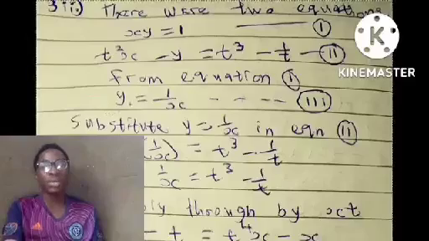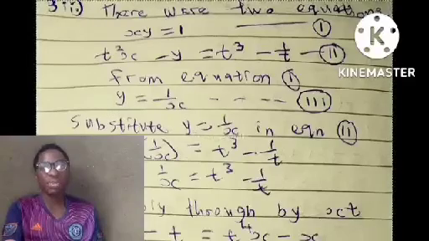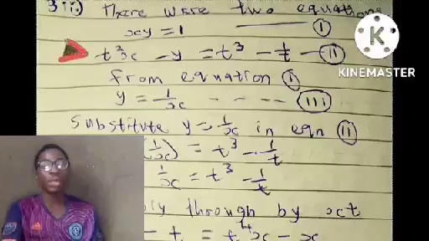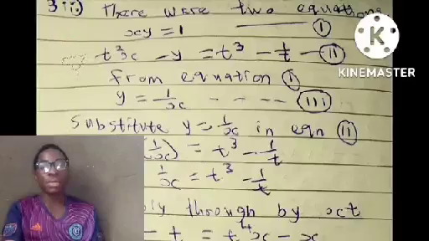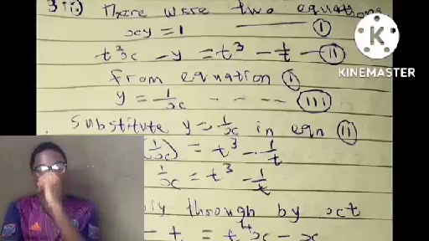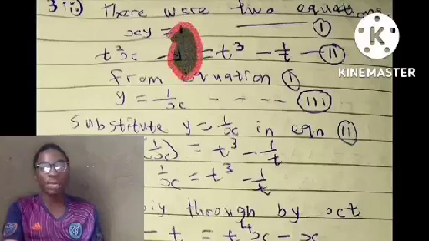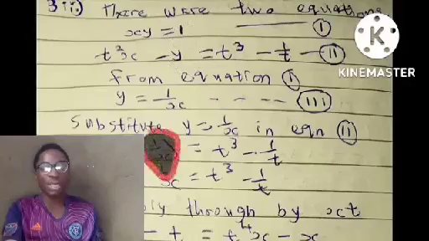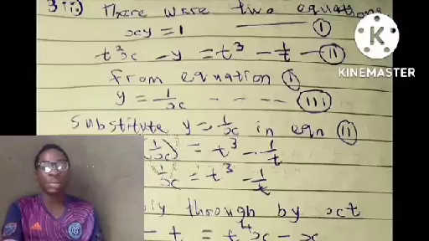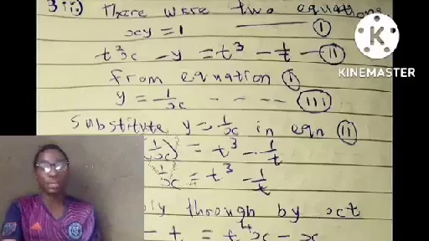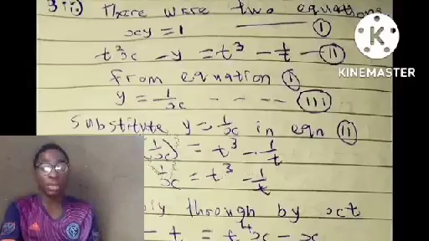Then you substitute y equals 1 over x in equation 2. That means when we substitute that into this equation 2 here, anywhere you see y, you put 1 over x. So basically, this is y here, and now instead of y, I write 1 over x here. So that's how it goes. t squared x minus 1 over x is equal to t cubed minus 1 over t.